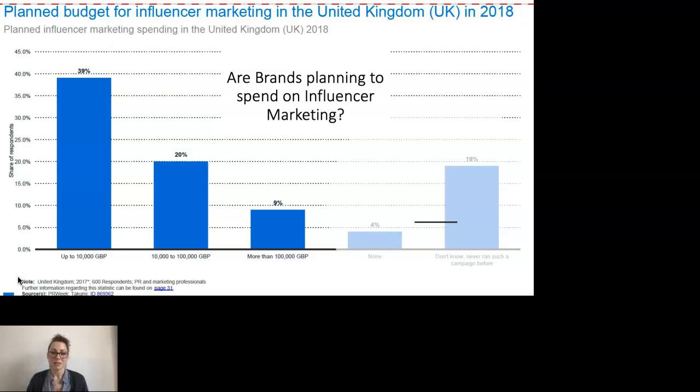So please take this as inspiration and do your own research. Try and find some research with Statista that shows what proportion of companies' budgets is now being taken up by spending on influencer marketing.